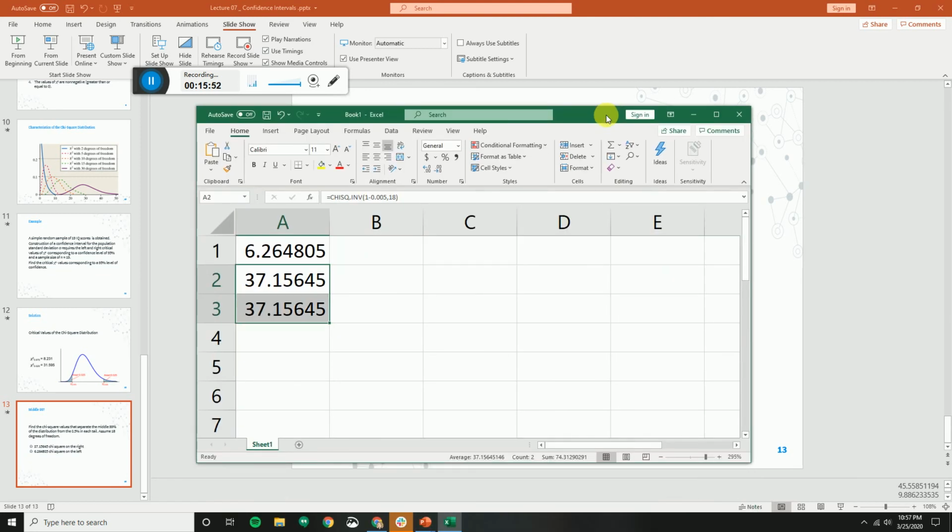All right, so there will be a further video on how to use these values to create your confidence intervals. But for now, I just wanted to focus on what the two distributions look like and how to find their critical values in Excel.